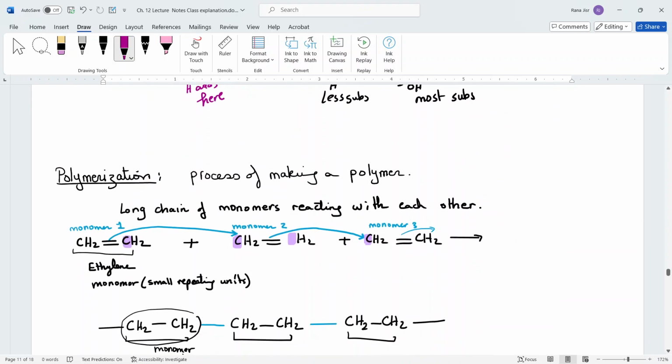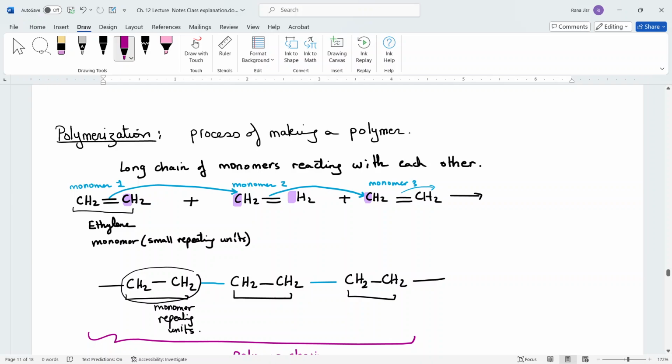The last reaction for alkenes is the polymerization. Polymerization is a process of making a polymer. So how do you make a polymer? You make a polymer by simply using small repeating units, which we call monomers. So you react those monomers together. You have n number of molecules, meaning a lot of monomers in there. That's why we say it's n number of monomers.